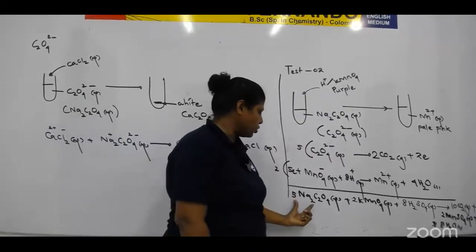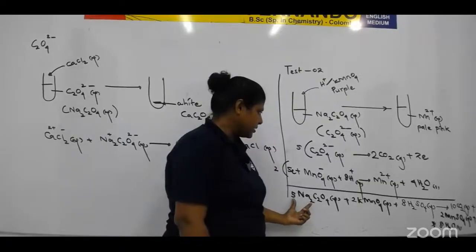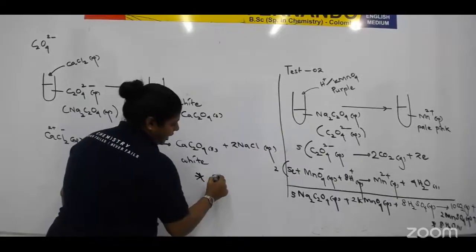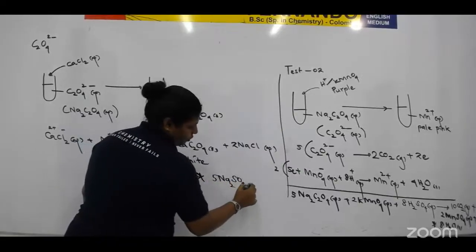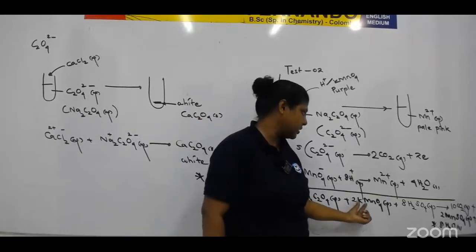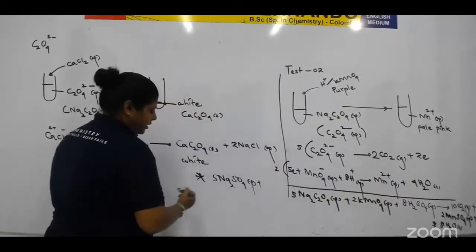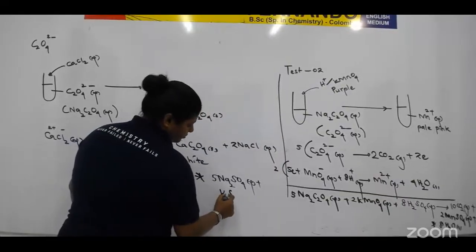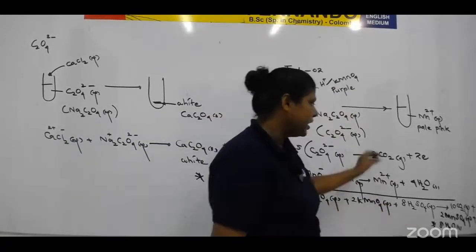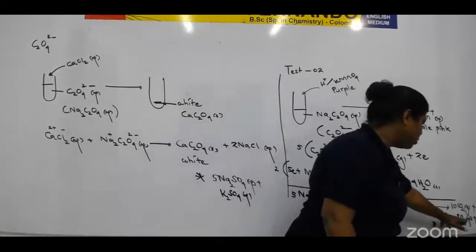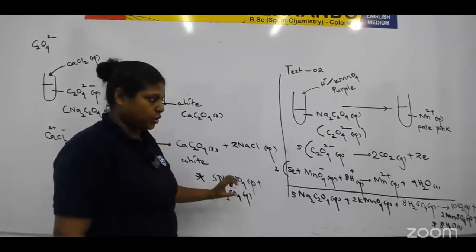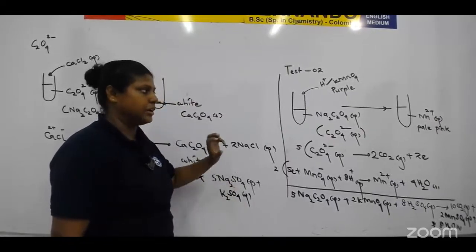To get 5 times 2, 10 sodium. This sodium should be balanced with sulfate. So add to the product side 5 Na2SO4. To balance the potassium, we have 2 potassium. Write potassium with sulfate as K2SO4, 1. So initially we have 8 sulfates. On the product side, we have 2 sulfates plus 5 plus 1, totally 8. So this is the balanced reaction taking place here.